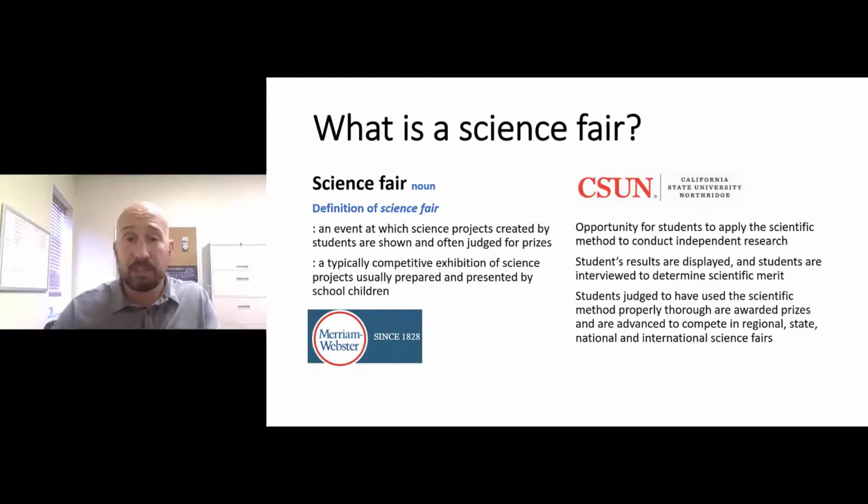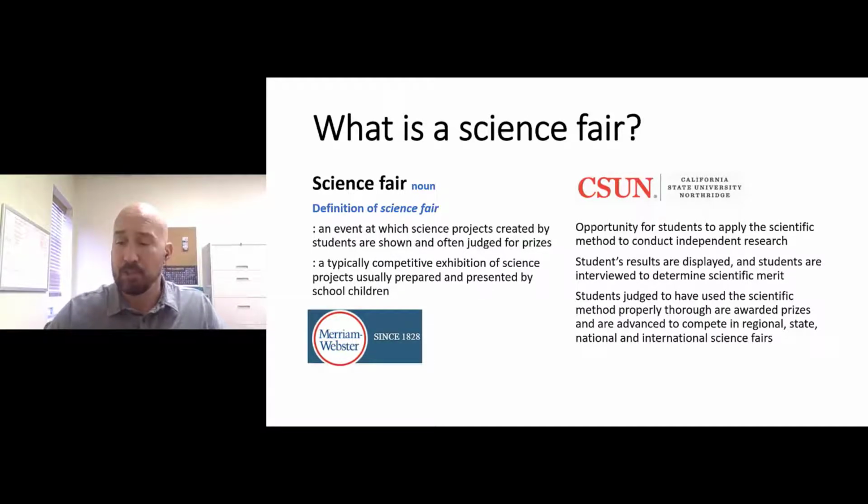I found two definitions that were very consistent that I want to share, and I want to point out these tenets as components of traditional science fair events. Merriam-Webster defines a science fair as an event at which science projects created by students are shown and often judged for prizes. A secondary definition is that a science fair is a typically competitive exhibition of science projects, usually prepared and presented by school children.